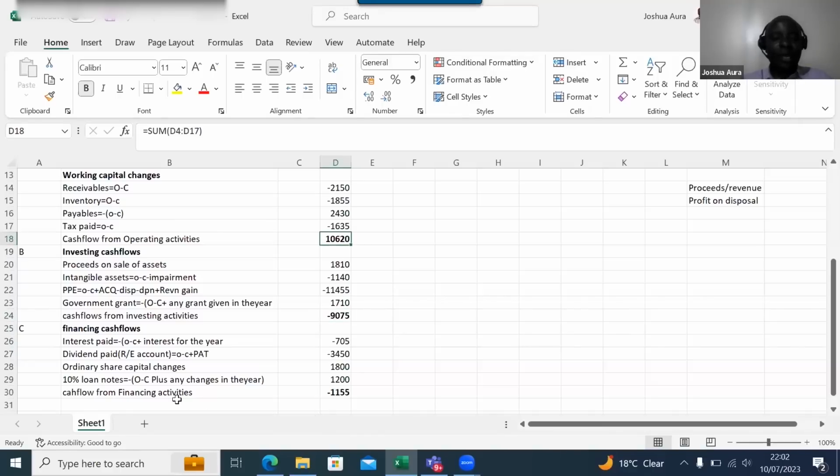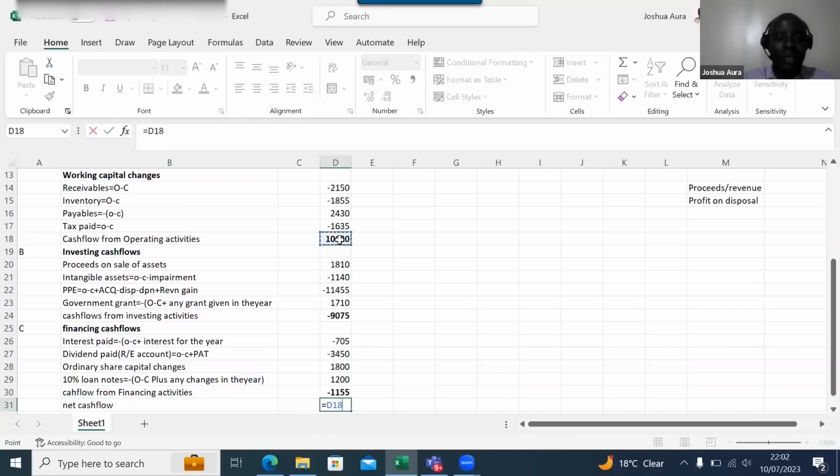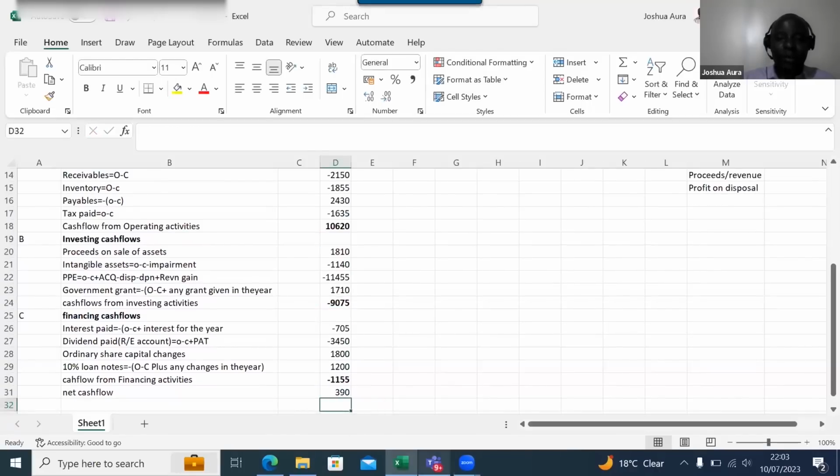So, ladies and gentlemen, then we have here down here. Don't fear about getting any errors up there. Don't fear, because once you reach here, you'll have gotten so many marks. So come here and give us net cash flow. From now, all the activities, you will add the 3. You say equals, you pick this, you say plus, we have this, plus this, those 3, which now gives us 390.